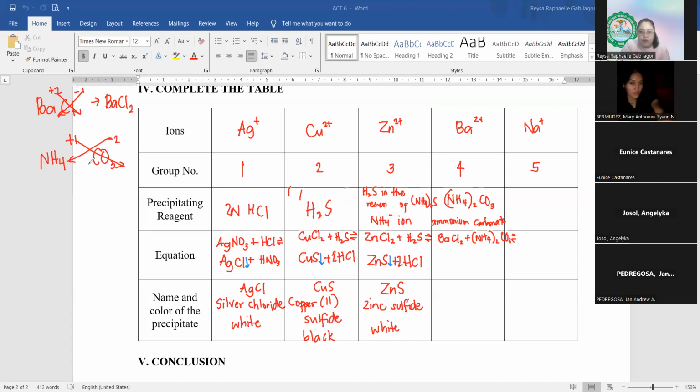So again, you do the crisscross. So yung 2, ilagay mo kay ammonium. Now since this one is a polyatomic ion, kaya ilagay mo siya inside an open and close parenthesis. And then yung CO3, 1 lang, so no need to write 1. Kaya siya (NH4)2CO3. Tapos mag-exchange partners sila.